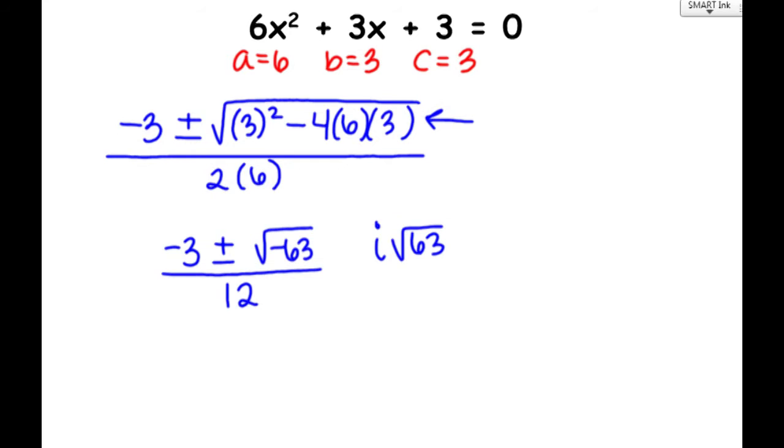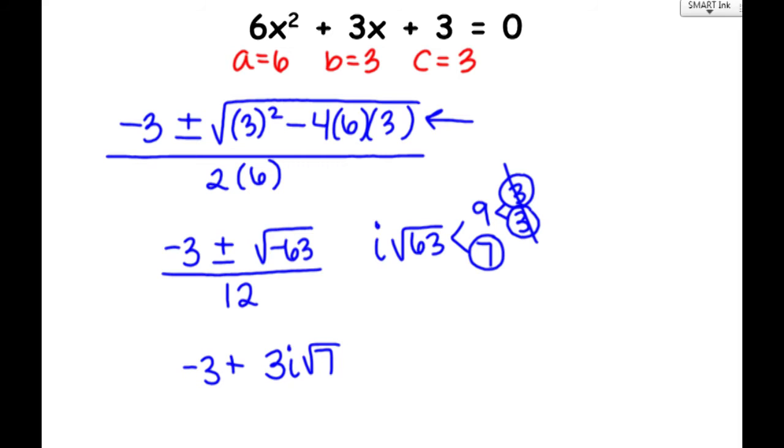Now we can break it down using our factor tree and look for pairs of the same number to become our perfect squares. So 2 factors of 63 are 9 and 7. 7 no longer breaks down, but 9 becomes 3 and 3. Since I have a pair of 3's, I will put those in front along with my i, and the 7 will stay behind underneath the square root sign. I still have my negative 3 and plus or minus sign in front and my 12 below.